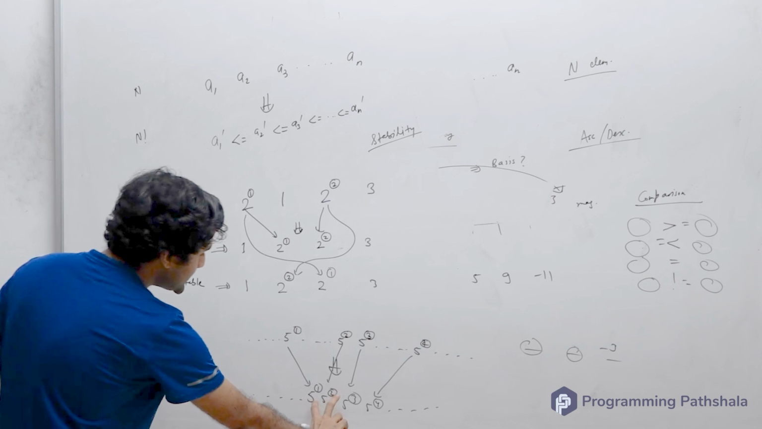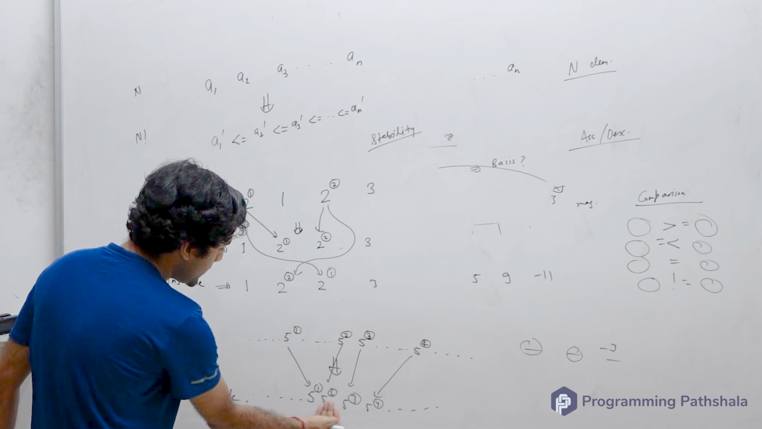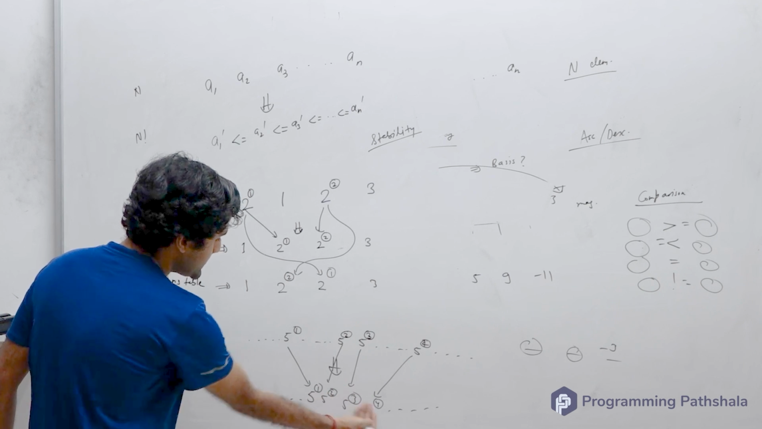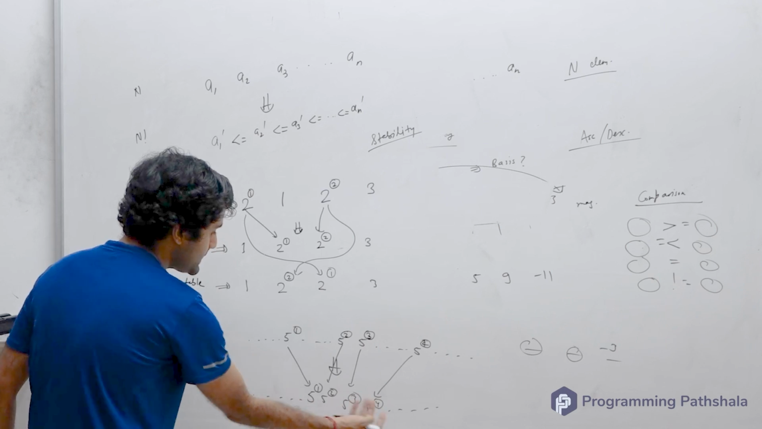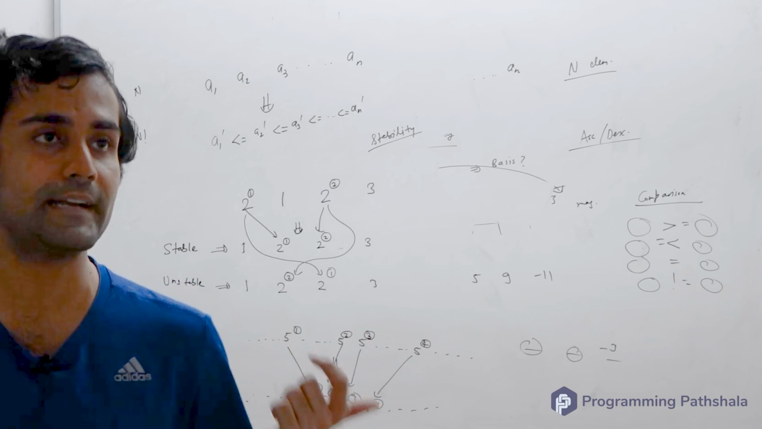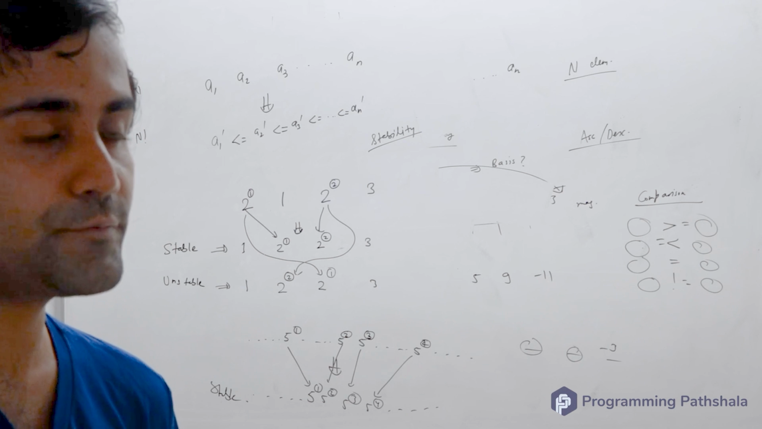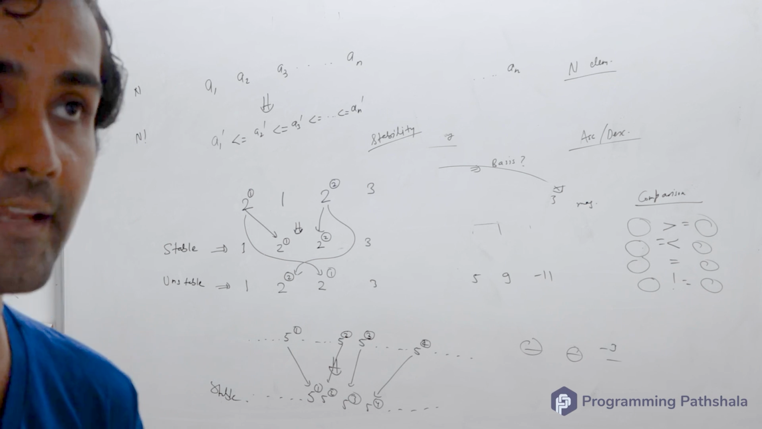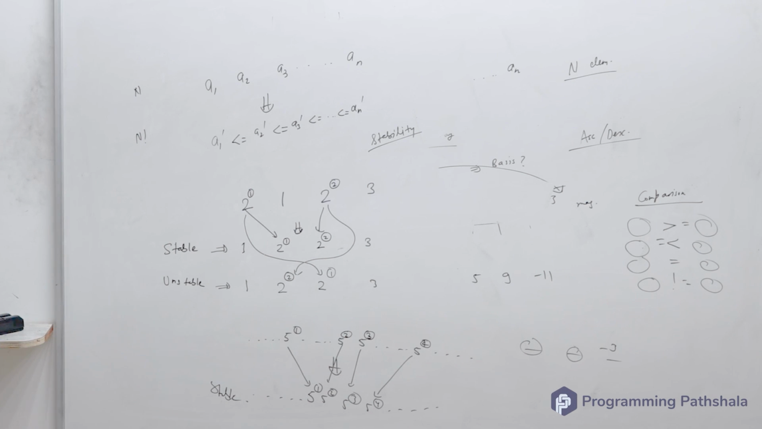Had it been any other permutation of this, where the second instance came first and the first instance came last, or the third instance came last, something like that, then that would have been an unstable sorted sequence. So this was a very easy example to understand. I hope all of you got it.